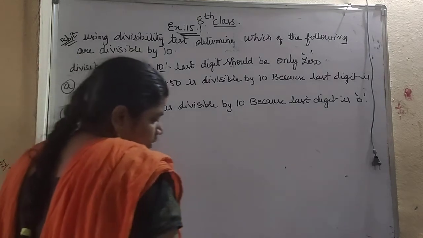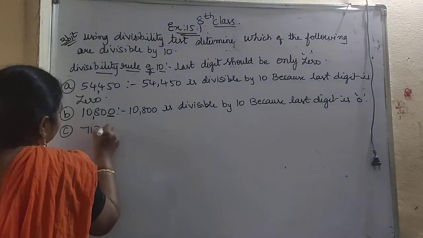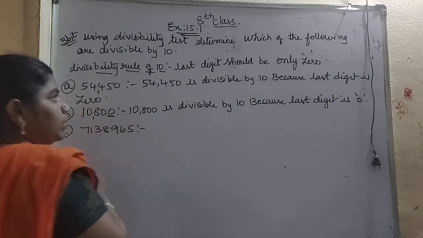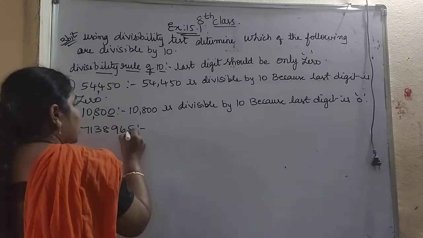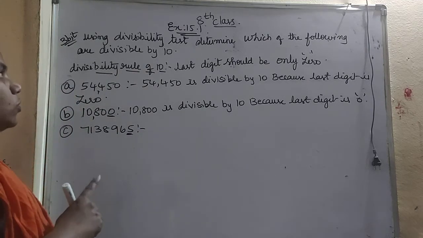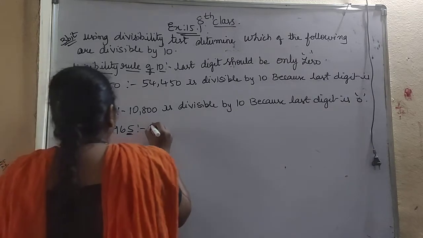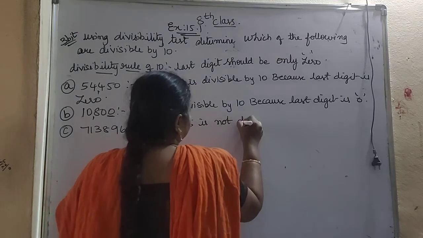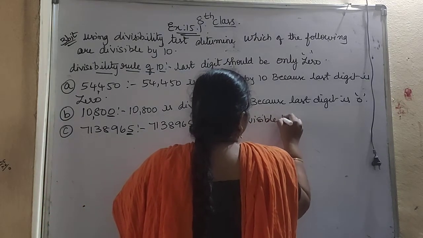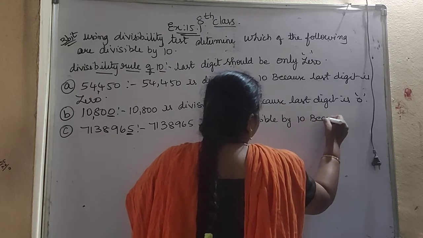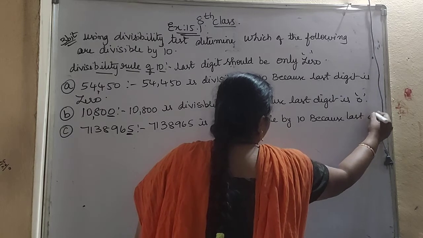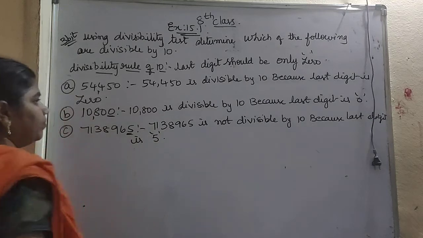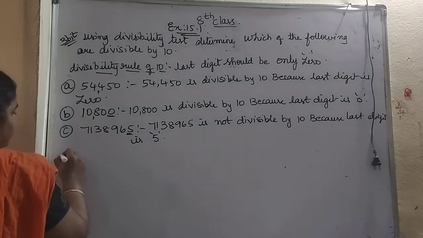Next, third one. What is the third question? 7138965. Is it divisible by 10? No, because here the last digit is 5. In case of 10 only it should be 0. So 7138965 is not divisible by 10 because last digit is 5. Okay, so this is our C bit.